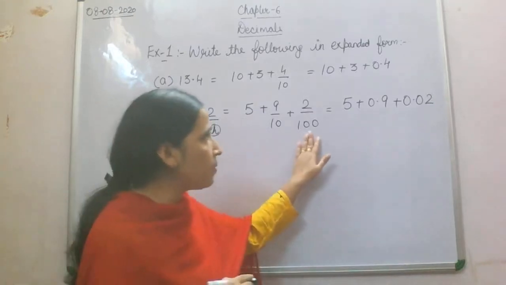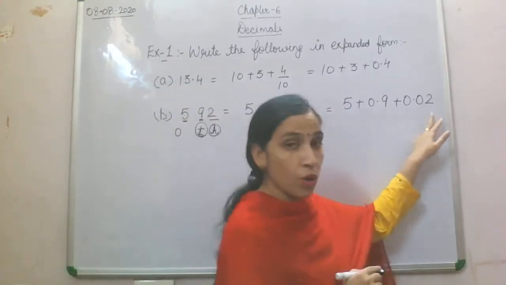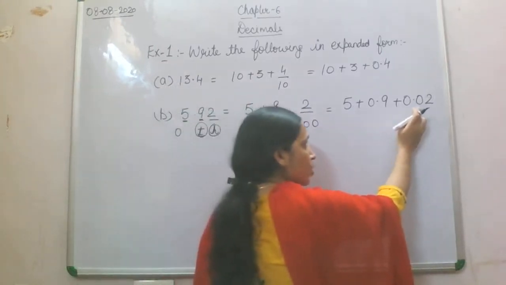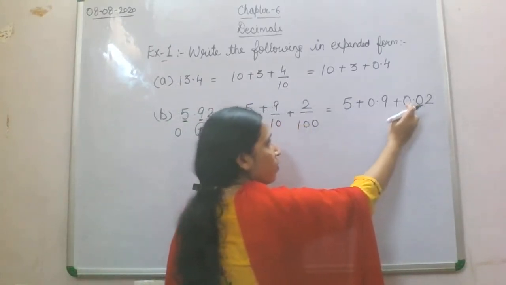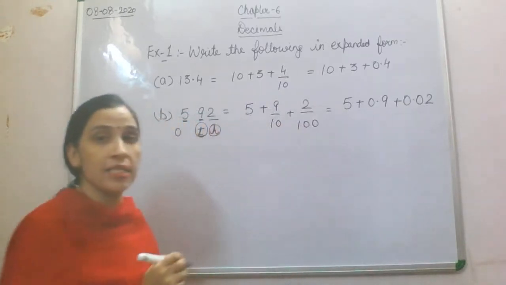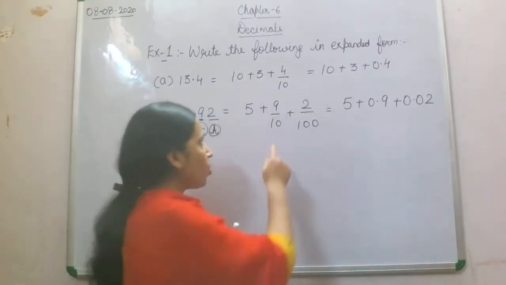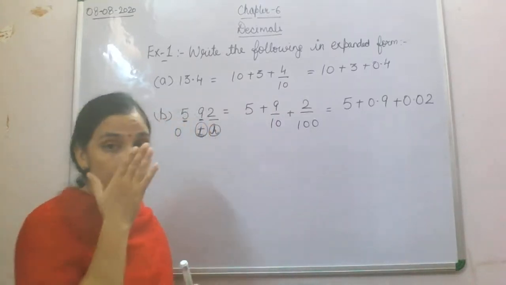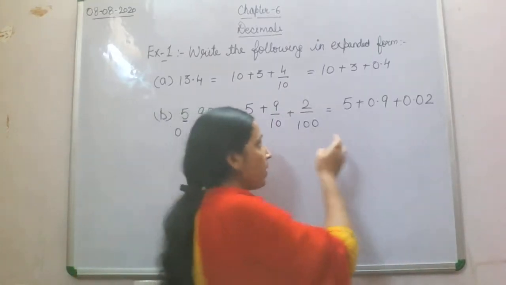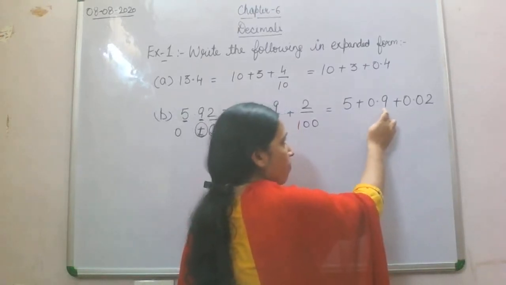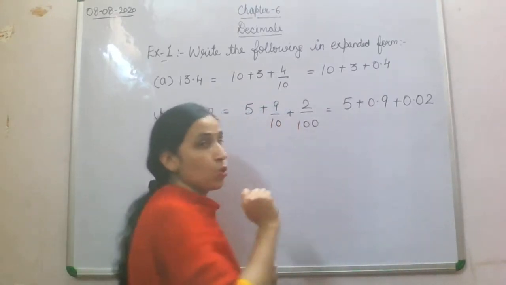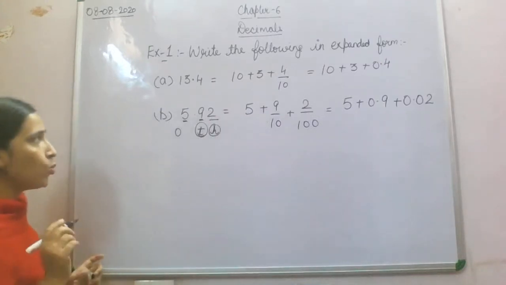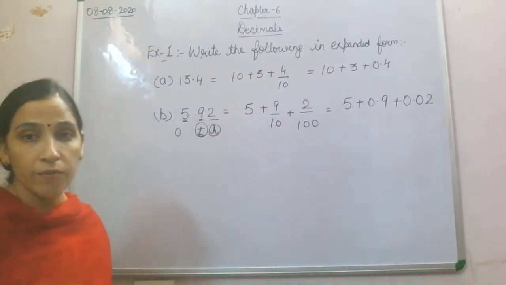We have two decimal places, so we are going to count from the back. Then we have only one digit, 2, so the rest of the digits will be 0. Then we'll put a decimal and then we will write 0 over there. And if we talk about 9, then we require only one decimal place. We already have one decimal place, so we'll count it from the back. 9, then point, then 0. So what will it become? 0.9. So like this you are going to write it in expanded form.